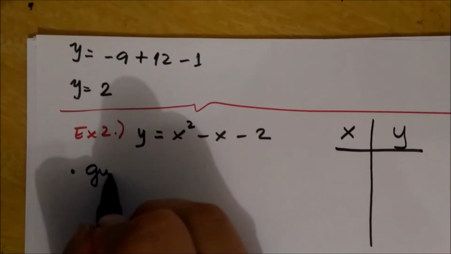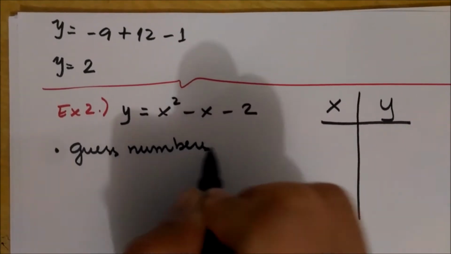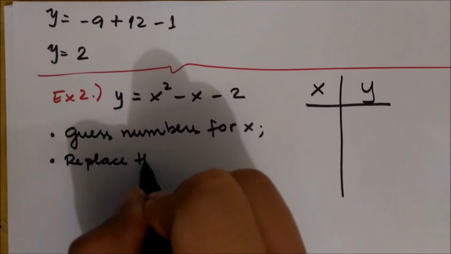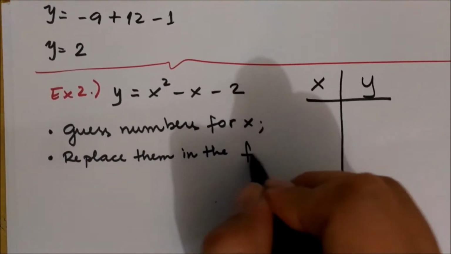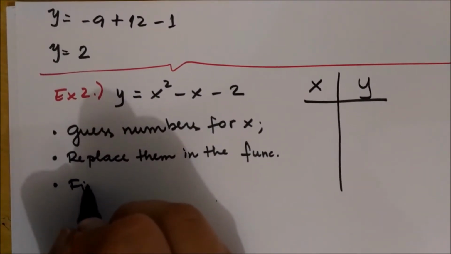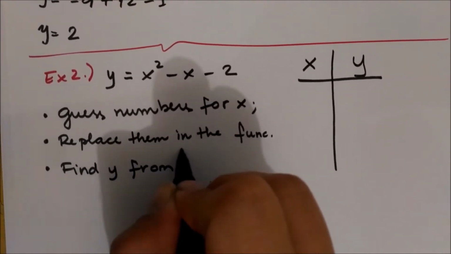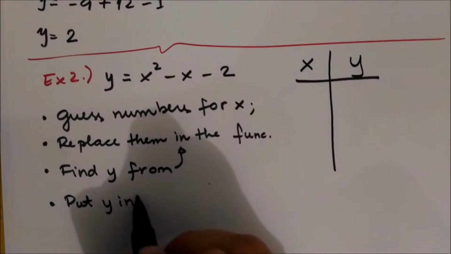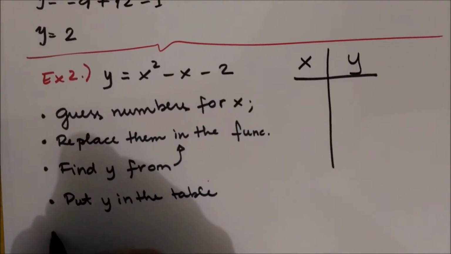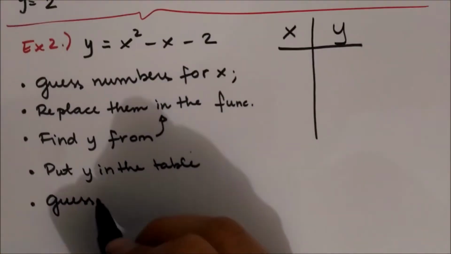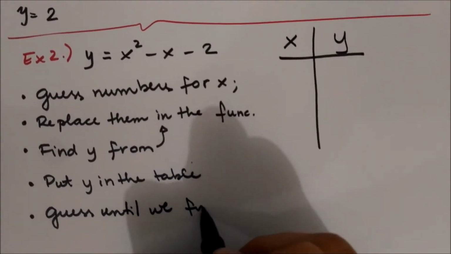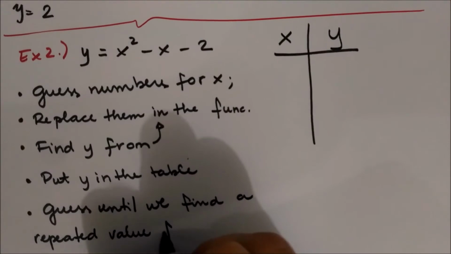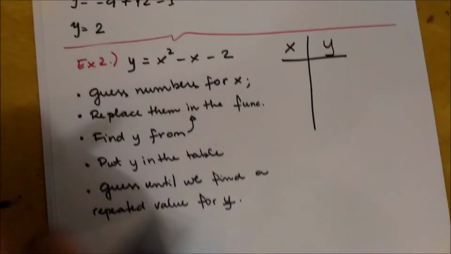So we're gonna guess numbers for x, replace them in the function, find y from replacing them, put y in the table, guess until we find a repeated value for y. Okay? I'm just underlining here.